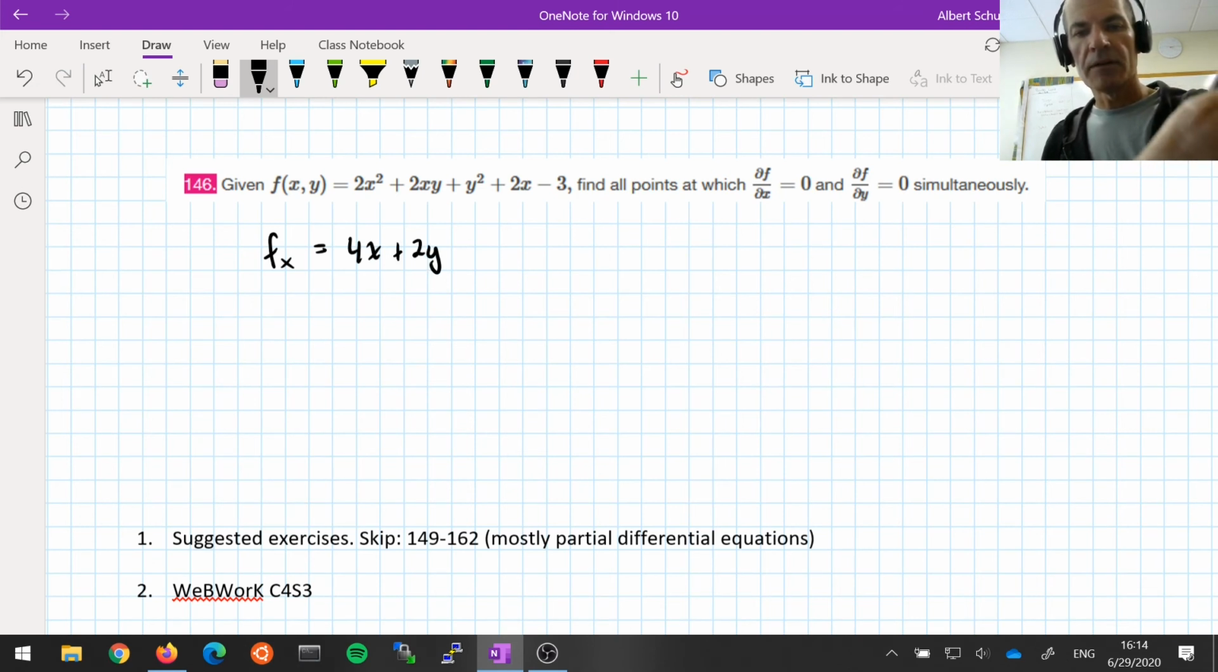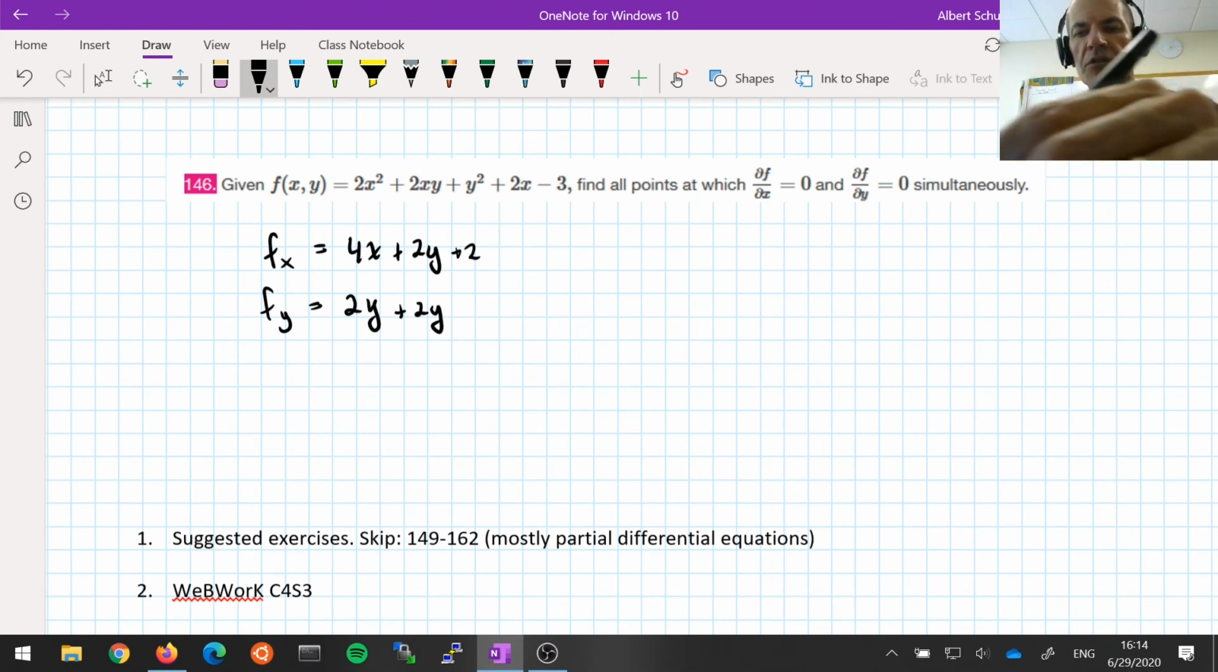That's 0. That's 2. That's 0. The partial of f with respect to y: the first term is 0, the second term is 2y, the third term is 2y, and the last term is 0. And these are the two partial derivatives that we're going to use to answer this other part of the problem. We're going to set them equal to 0.